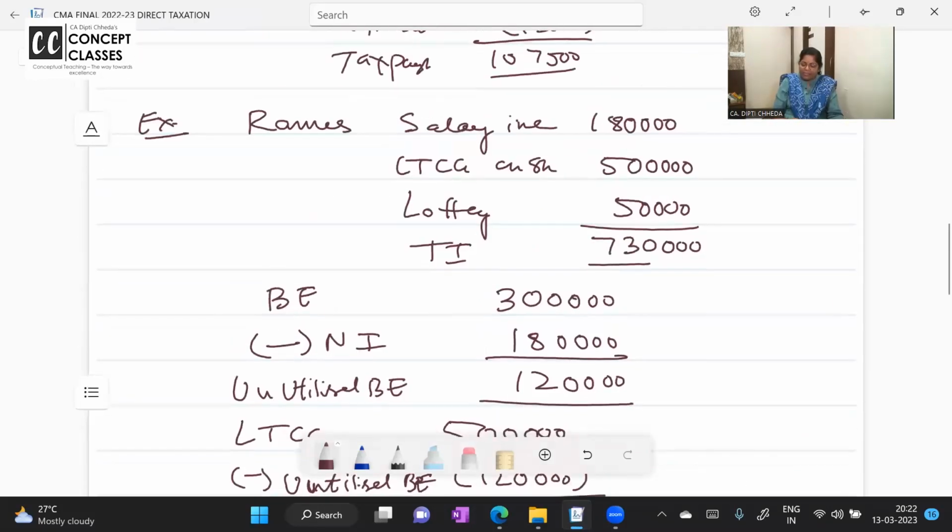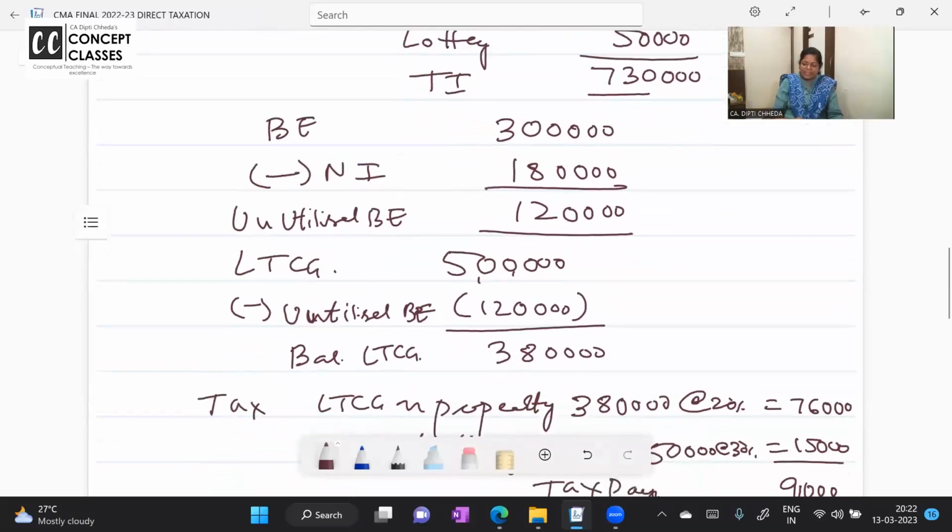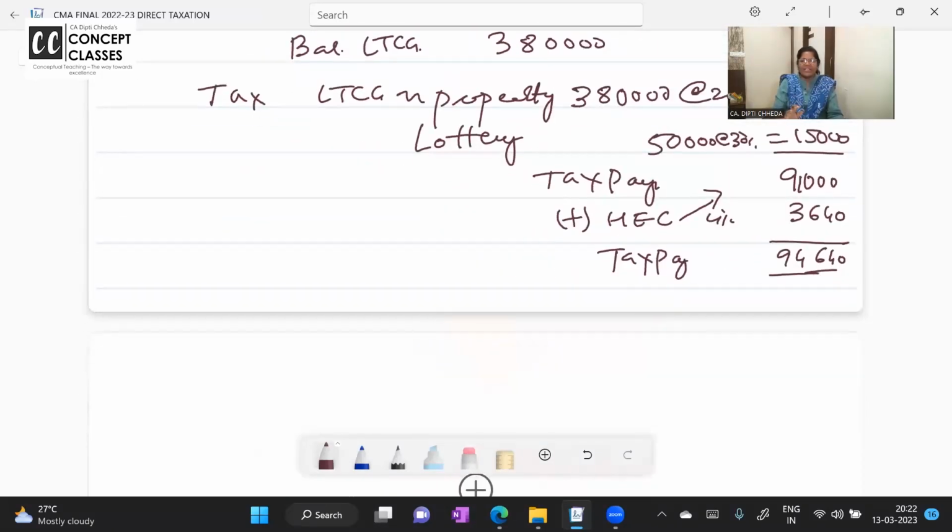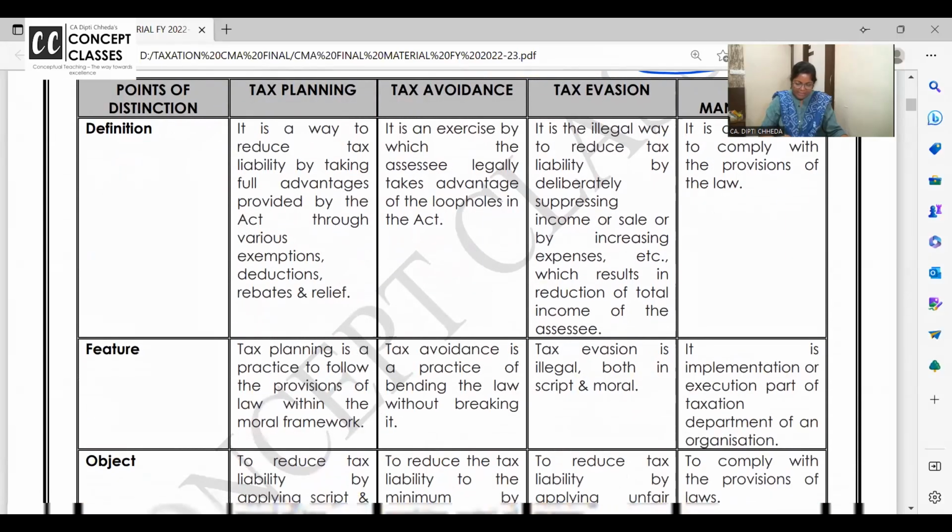And why didn't I give rebate? Because the total income exceeded 5 lakh. Is it now clear to all of you? See, these concepts are very beautiful: unutilized basic exemption, marginal relief. So do practice it. If you have any doubt, you can ask. So almost we have come to the end of this session of basics.